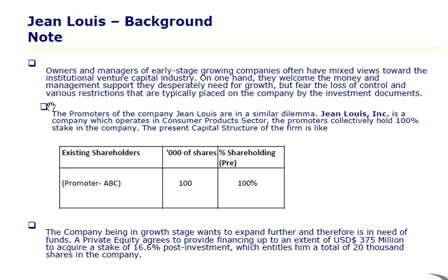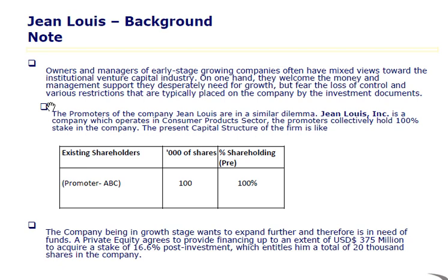So let's take the example of Jean Lewis. It's a background note, and this is the owner and manager of early stage growing companies. They often have mixed views toward the institutional venture capital industry. So they welcome the money and management support, and they desperately need it for growth. That's why they are looking for funding, but they fear the loss of control, and the various restrictions typically placed on the company by the investment documents. So this is the hypothetical scenario of investments as well. On one side they will provide you the money, and on the other side they will control your stakes as well.